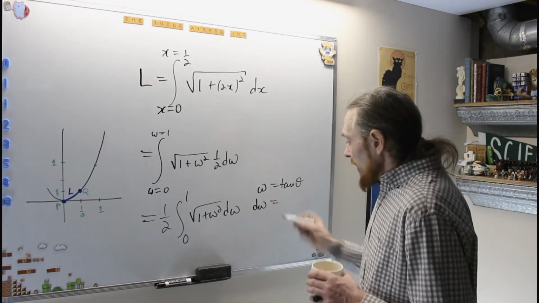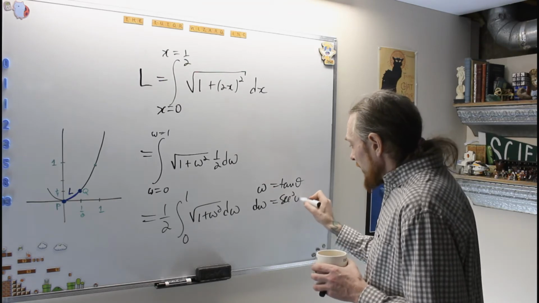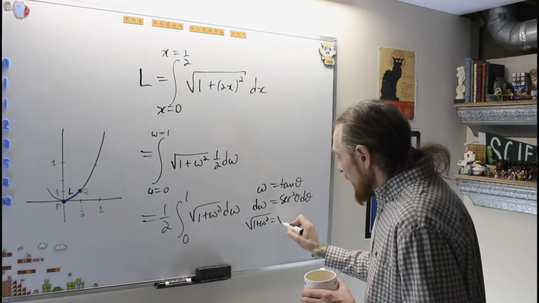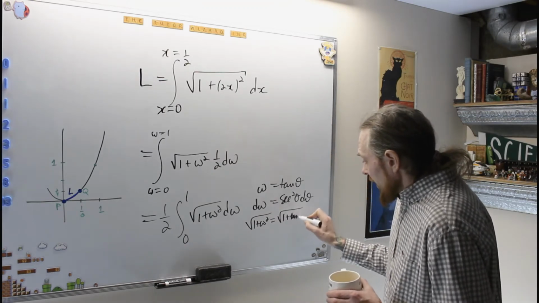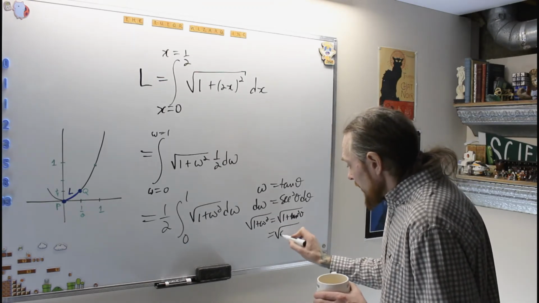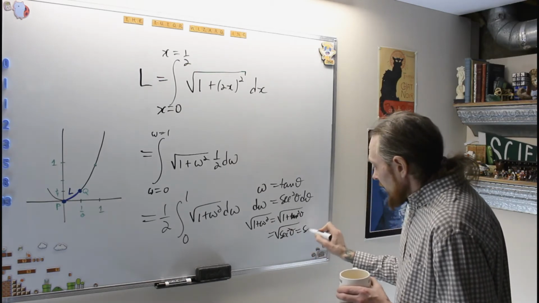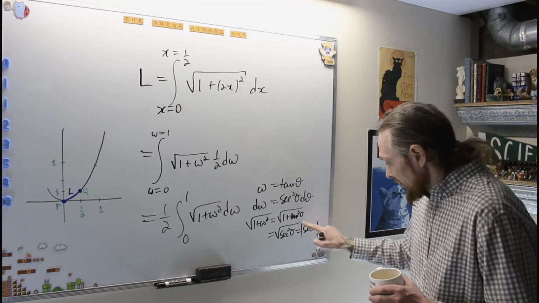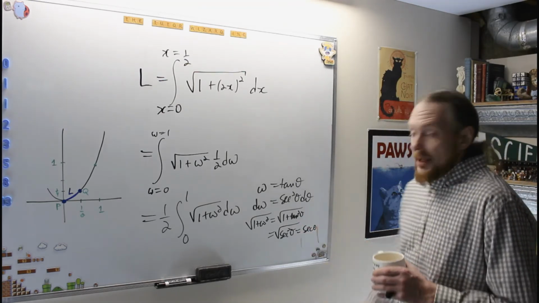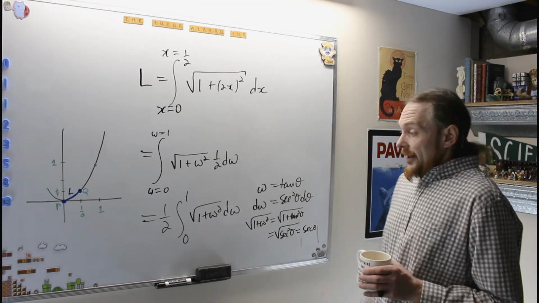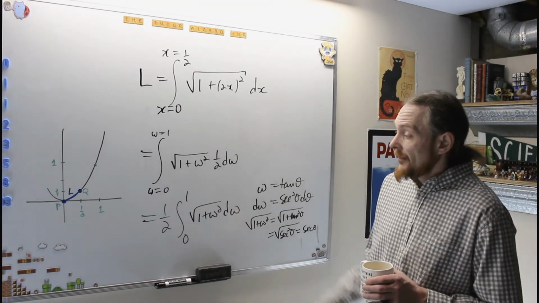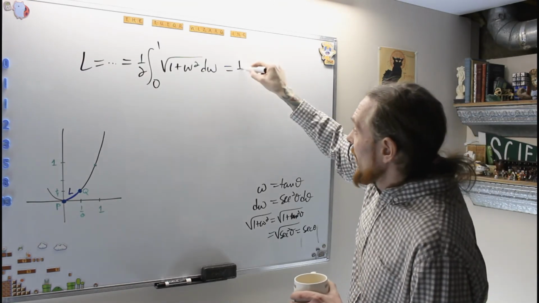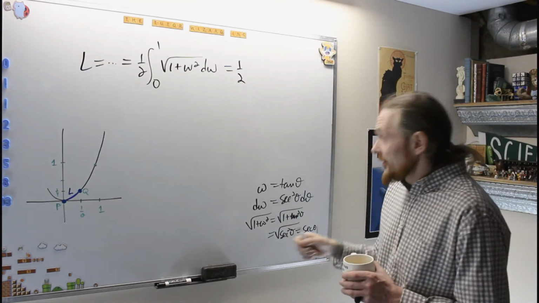Then dw equals secant squared theta d theta, and the square root of 1 plus w squared is the square root of 1 plus tan squared theta, which is the square root of secant squared theta, and on the domain that we're using this is positive, so technically there's absolute value, but we're getting rid of it. And so secant theta. Once I have that, I now make this trigonometric substitution. This now becomes 1/2. Oh, also I forgot to change the bounds.